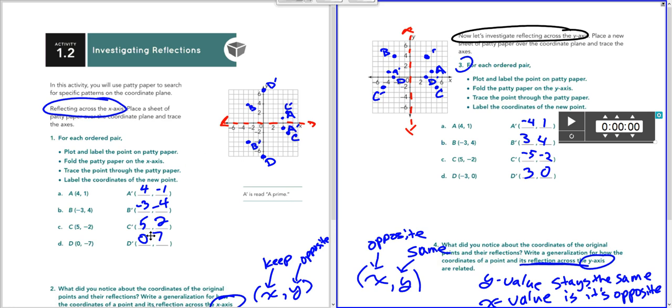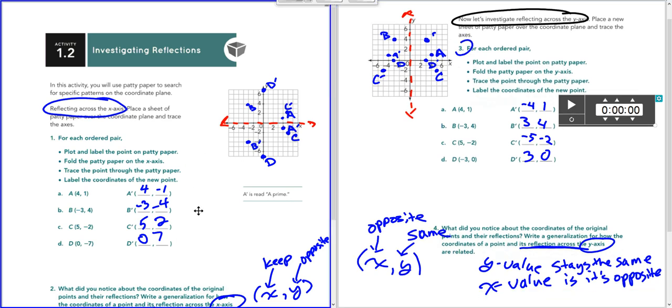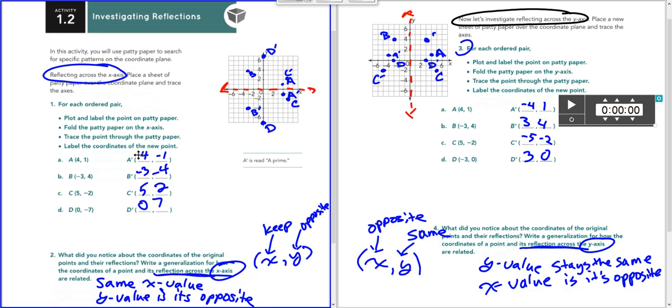And then we can look at all these points, and we notice a pattern here. The first number is not changing. So the x value stays the same when we reflect over the x-axis. But the y value is just the opposite. So here it's 1, here it's -1. Here it's 4, and the reflection it's -4. -2, and the reflection it's 2. So the y value is its opposite. So keep the x, get the opposite y when you're reflecting on the x-axis.